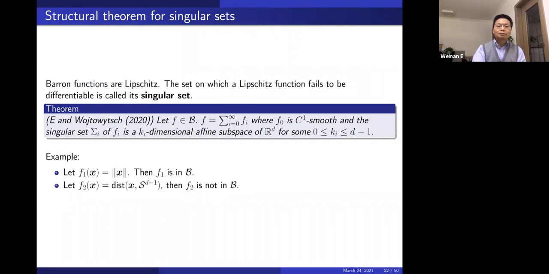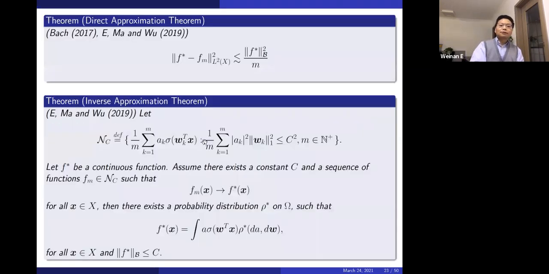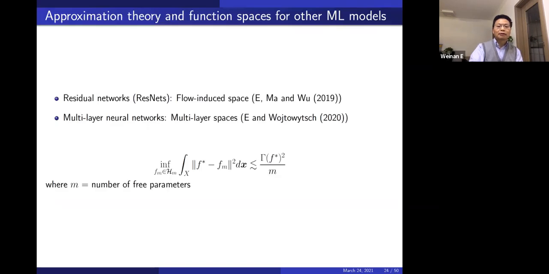So as an immediate application, one can show that if you take the distance to the unit sphere, that function is not a Barron function because its singular set is not a countable union of affine subspaces. Now this one, distance to the origin, is a Barron function, and that's easy to check. So now for two-layer neural networks, we can also prove direct and inverse approximation theorems, which are very much the same as before. But these are for two-layer neural networks and Barron functions.